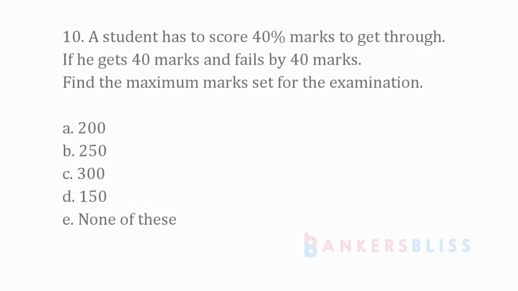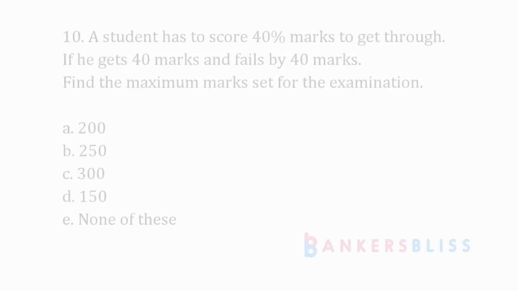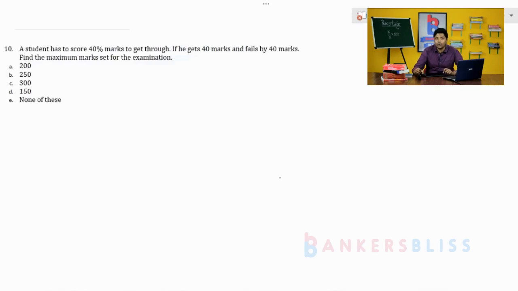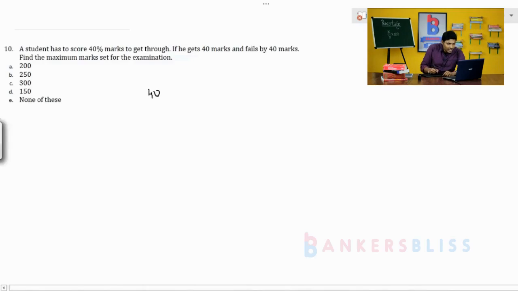Okay, let's go to the next problem, problem number 10. A student has to score 40% marks to get through, means just to pass he has to get 40% marks. If he gets 40 marks and fails by 40 marks, find the maximum marks set for the examination. See here, this is also an exam type problem which you can expect in your bank exam. 40 marks he is getting and he is failing by 40 marks, means if he got another 40 marks, then he could have just passed. Means 40 now he is getting. If he gets one more 40, means 80 marks, he just passes.